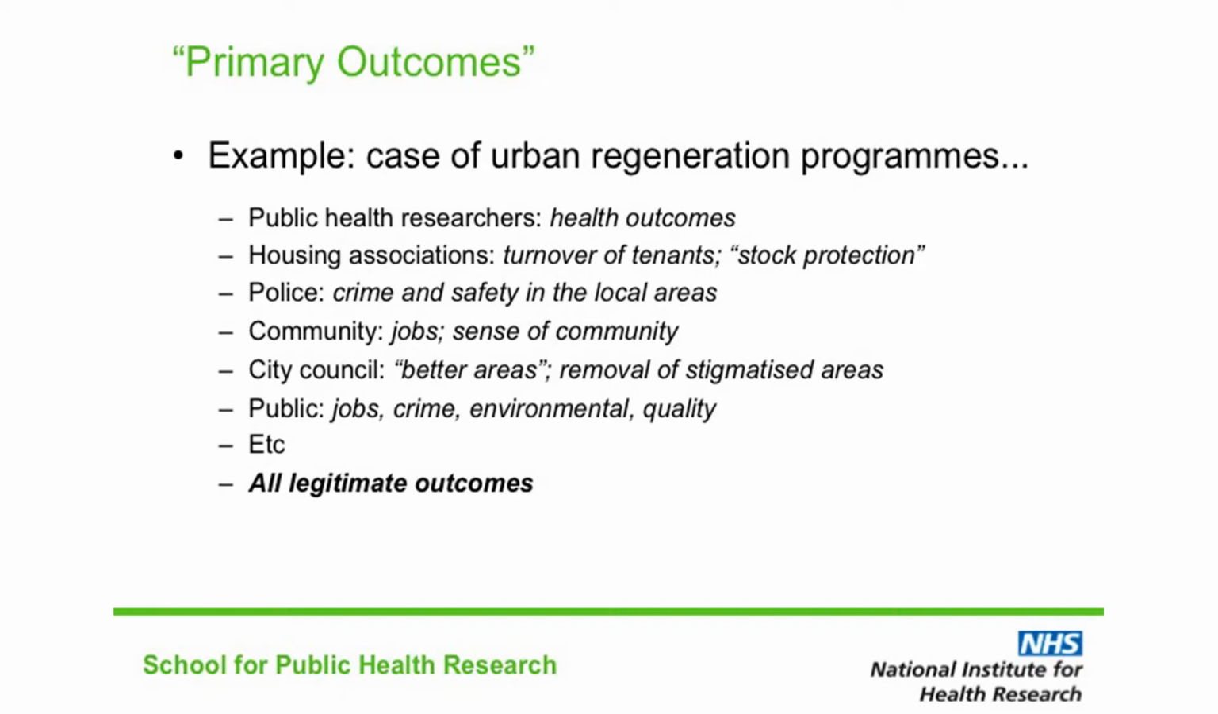So here's an example again from urban regeneration programs. So urban regeneration, improving houses, improving neighbourhoods, improving communities. Public health researchers will obviously be interested in whether those sorts of improvements improve people's health or reduce health inequalities. Housing associations might be looking at improvements in their stock, improvements in household satisfaction or satisfaction with housing, and turnover of residents. Police might primarily be interested in crime and safety in their area. Community themselves might be interested in jobs and sense of community, and so on and so forth.